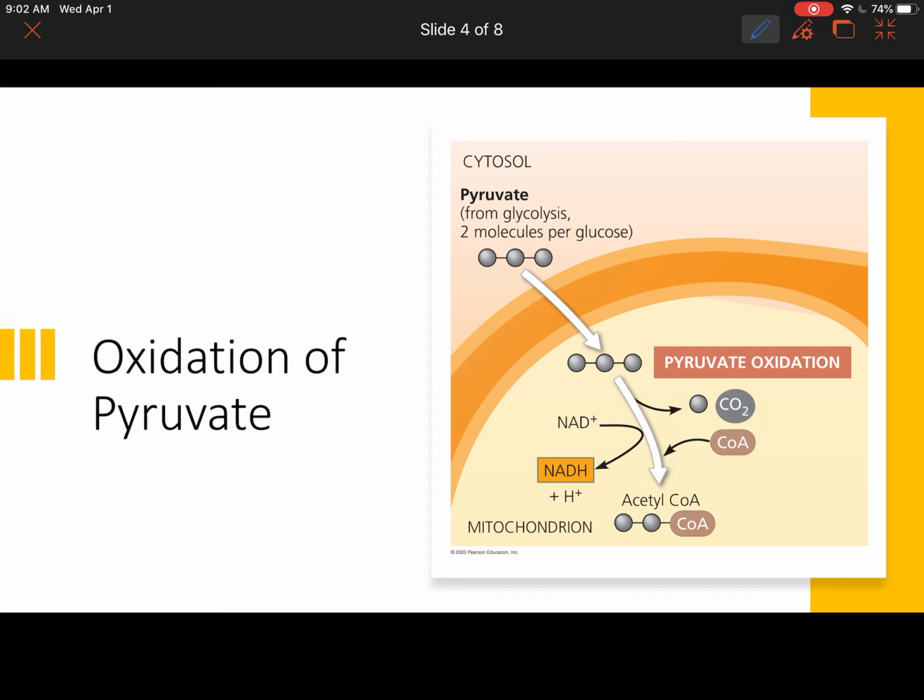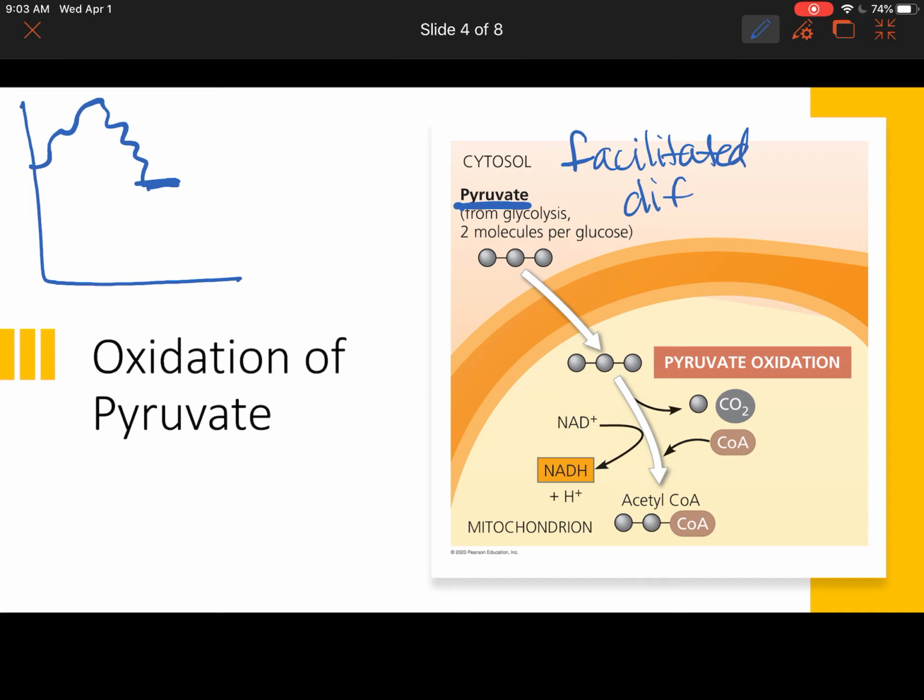All right, well, at the end of glycolysis, we were left with pyruvate. And remember, if we're looking at our energy progress curve, we're still about right here, okay? Pyruvate has a lot of energy. Well, pyruvate is going to diffuse from the cytosol into the matrix of the mitochondria. If we're talking about this 3-carbon molecule crossing those membranes, then we're talking about facilitated diffusion. So I'm just using these words to jog your memory about things we talked about earlier in the semester.